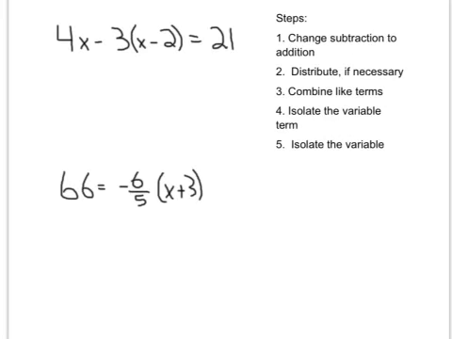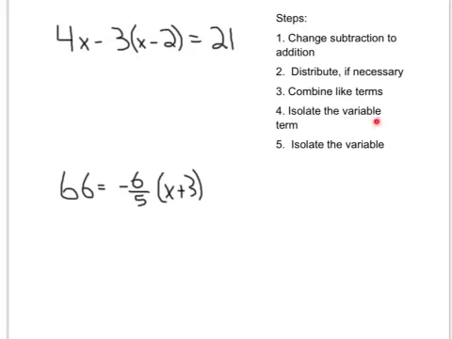Alright, let's get started. Okay, so here's two examples of multi-step equations, and I've got your steps on the right side to solving multi-step equations. The first step is to change any subtraction to addition. Okay? That's if necessary. If it's subtraction, change it to adding first. Step 2 is to distribute if necessary. Okay, so look for those parentheses and see if you have to do that. And step 3 is to combine like terms. If you have like terms after distributing or whatever else, combine them.